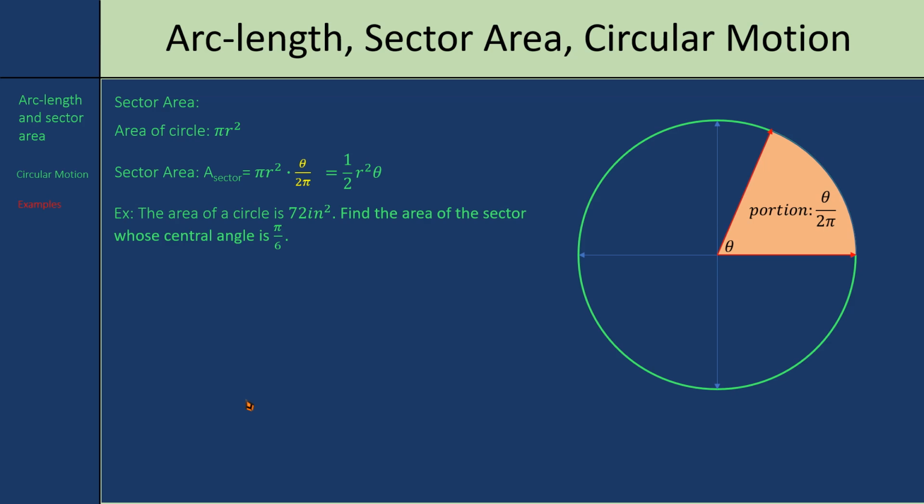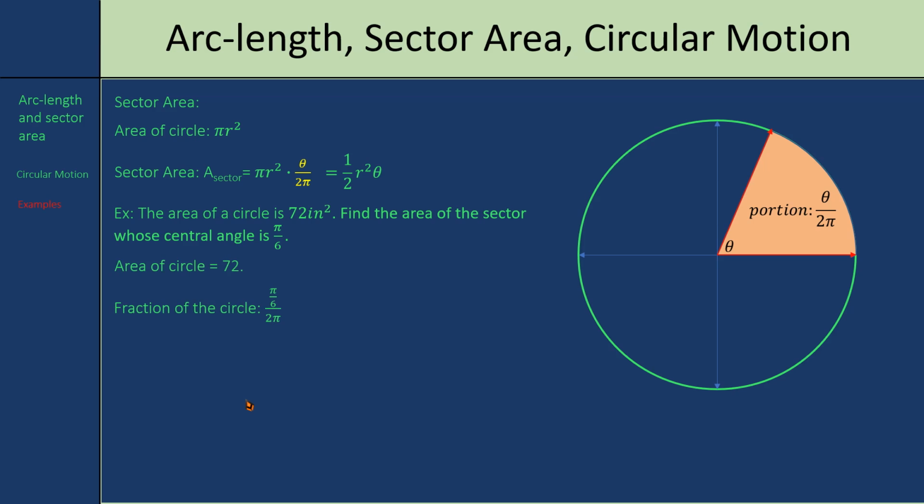Another example for sector area: they tell you the area of the circle is 72, and the area of the sector is what we're looking for. We know the angle is pi over 6. Now, if you know the whole circle and you know the angle is the portion out of the circle, it's a fraction of the circle. So just take pi over 6 divided by 2 pi.